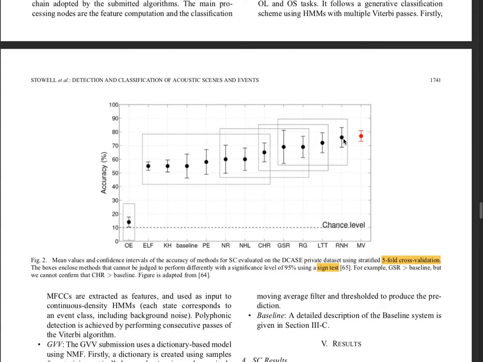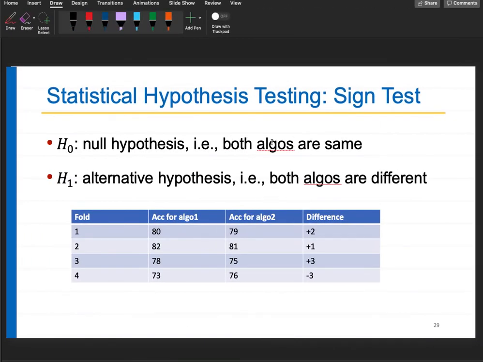See, I'm very confident. See, the mean is very far. Even the variances are small, which means the distribution is like this. This is somewhere here, this is somewhere here. It's a very clear distinction, at least from this figure, that the RNH method is way better than the baseline, right? Okay, now how do you quantify your confidence level? That's what we are going to see now in this sign test.